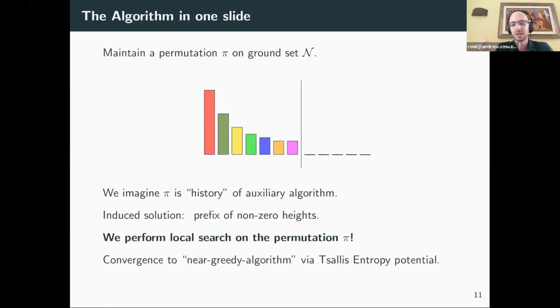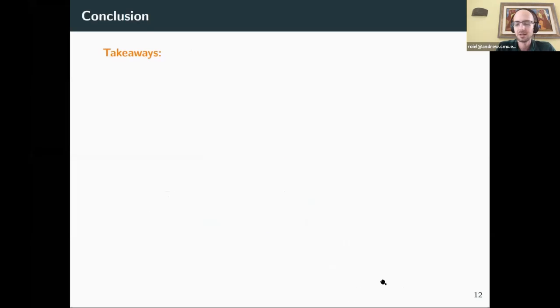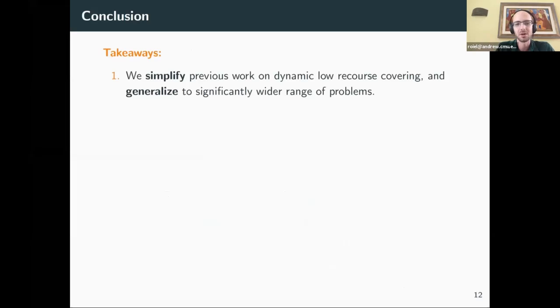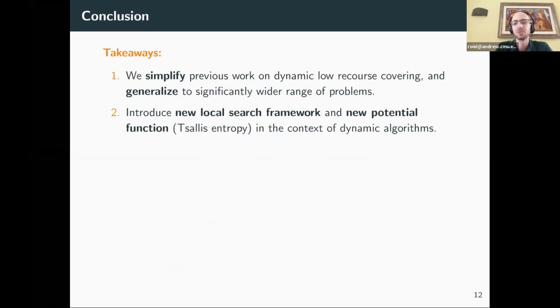And furthermore, we argue that it must converge to such a history of a near greedy algorithm in a small number of updates. And this argument goes via a potential function that's an interesting quantity called Shannon entropy. So that's it. Some takeaways. Our work simplifies previous work on dynamic low recourse covering and generalizes to a significantly wider range of problems than was previously known. We introduce a new local search framework and a new potential function in the context of dynamic algorithms that I really hope find uses elsewhere.